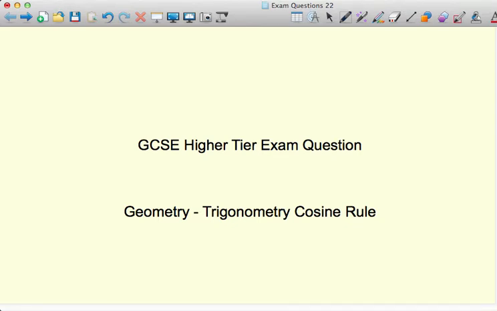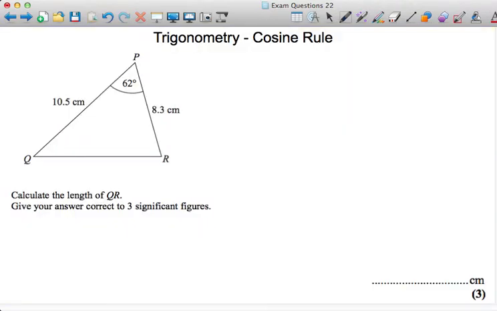Welcome to two GCSE higher tier exam questions on the cosine rule. In the first question, we're given a triangle with two sides and an angle, and asked to find the third side. It's not a right angle triangle, so we can't use basic trigonometry. We need to use sine rule or cosine rule.